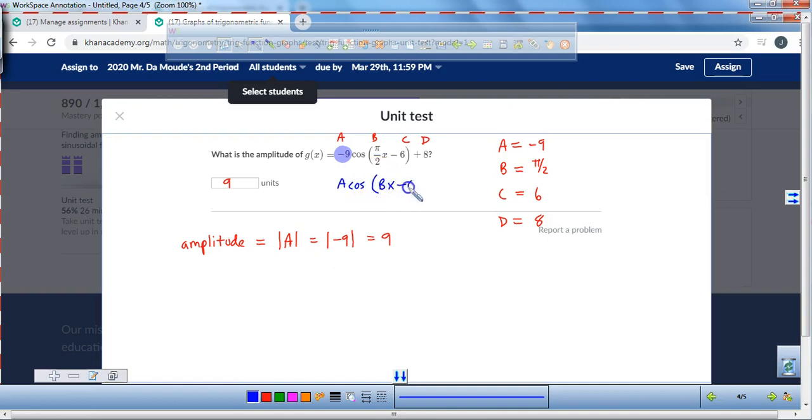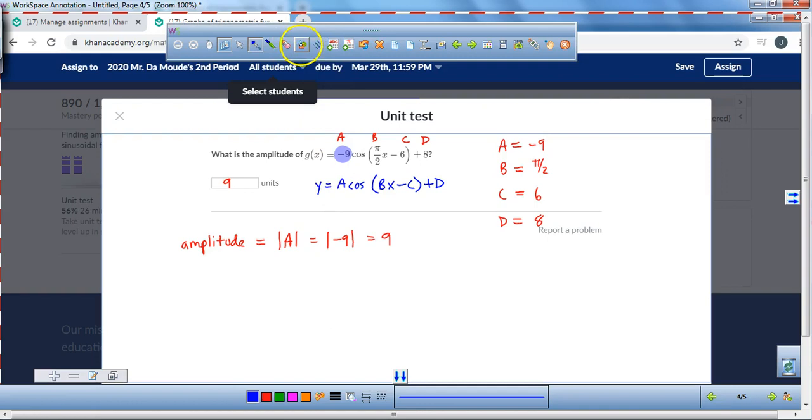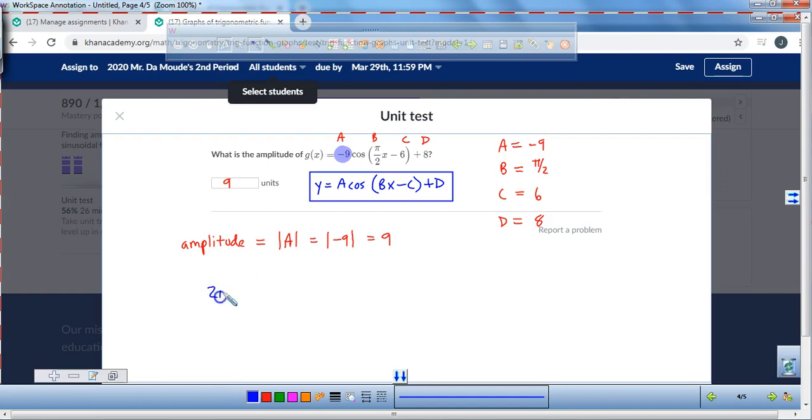How am I interpreting these? Because I'm interpreting it from this form right here. Okay? So, what does the B value help you find? We just did that one. It helps you find the length of the period. So if I said 2 pi divided by our B value, which is pi over 2, if it says what's the length of the period, that's what you'd have to do.